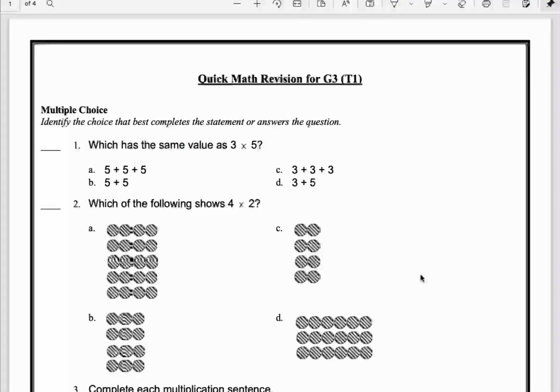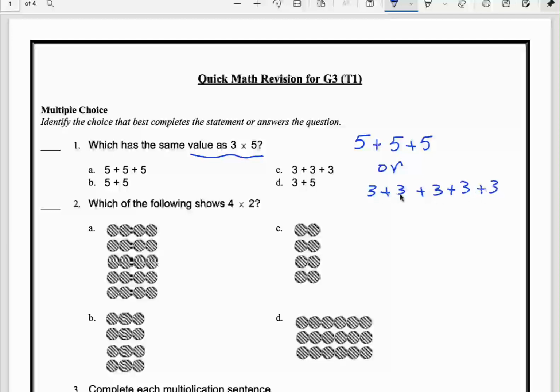So, here in the first question, we said that we need the same value as 3 multiplied by 5. As you know, 3 multiplied by 5 means 3 groups of 5. So we need to repeat the 5 3 times. So it should be 5 plus 5 plus 5. Or you can use commutative property. It's the same as 5 multiplied by 3. So you can repeat the 3 5 times. 3 plus 3 plus 3 5 times.